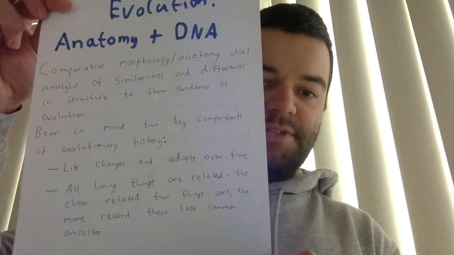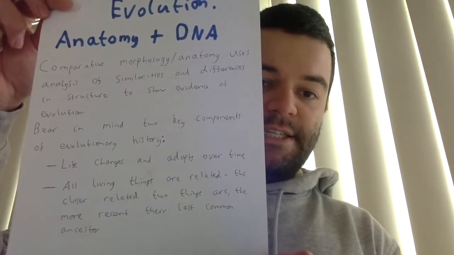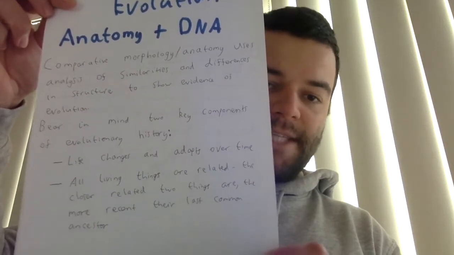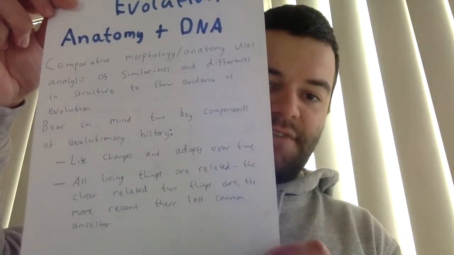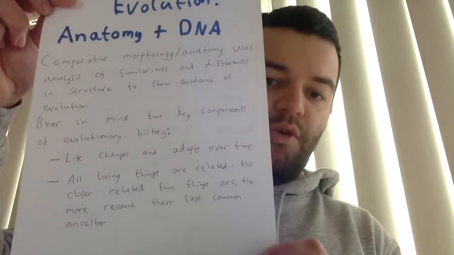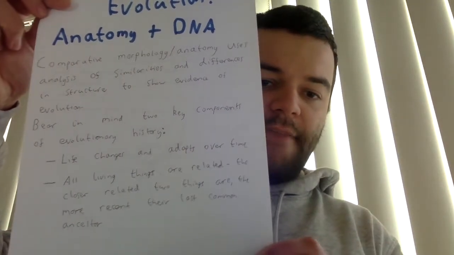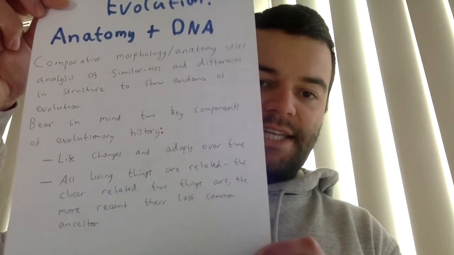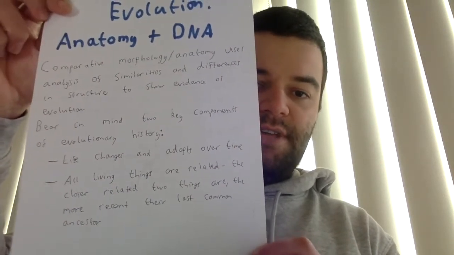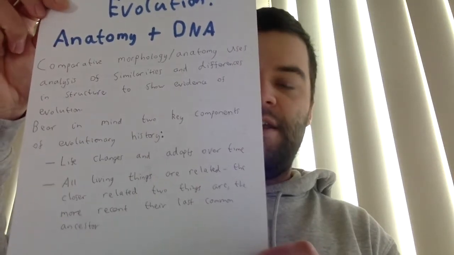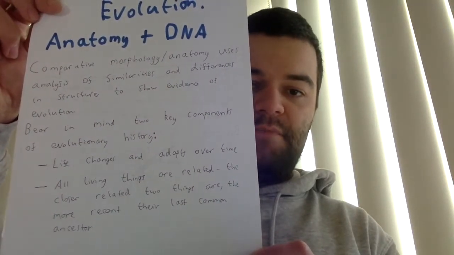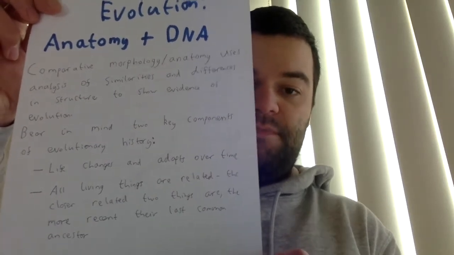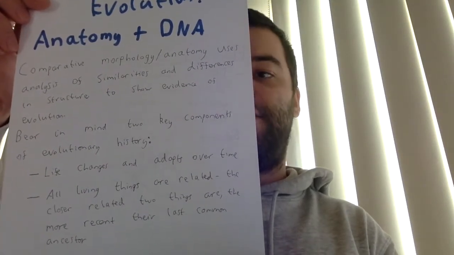And the reason why this helps show evidence of evolution is due to two key concepts of evolutionary history, and that's that life changes and adapts over time, and that all living things are related. And the more closely related two things are, the more recent their last common ancestor. So using those two key components of evolutionary theory, by analysing body parts of living things and fossil things as well, we can gain evidence of evolution in that way.